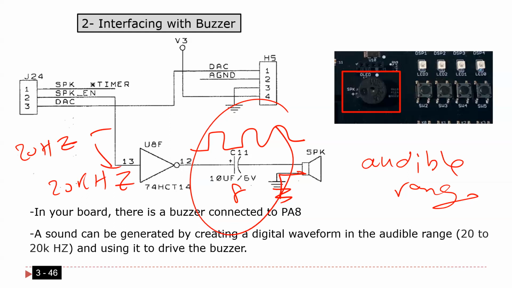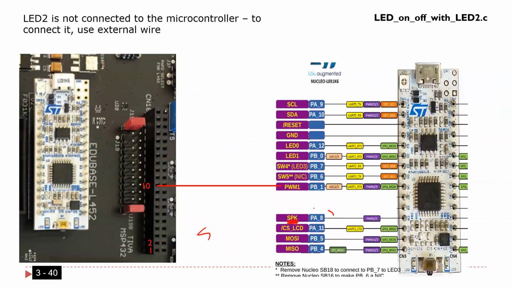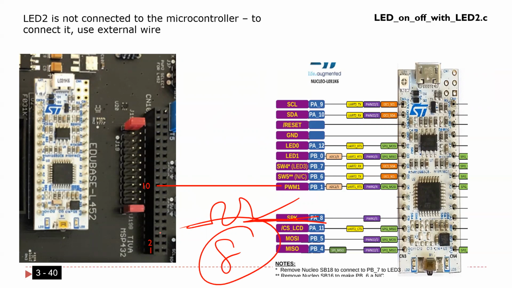So if you want to generate sound, the speaker or the buzzer, whatever you want to call it, has only one pin. This pin is connected to PA8. In order to use the buzzer, all I have to do is generate a square wave here. That's it. I already explained before how you can generate a square wave, and that's exactly what we are going to do right now. However, you have to be careful that the frequency has to be in a certain range. Otherwise, you are not going to hear it.